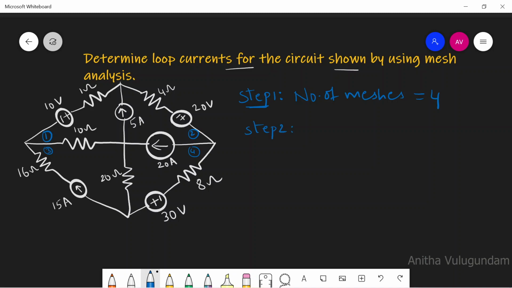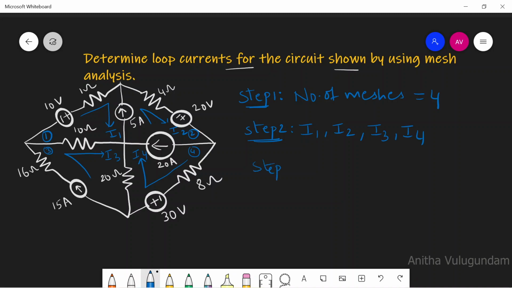Step 2, to assign mesh currents. I1, I2, I3, this is I4. I have assumed all currents in clockwise direction. If you want, you can assume anti-clockwise direction as well. I'll write here assigned currents are I1, I2, I3 and I4.